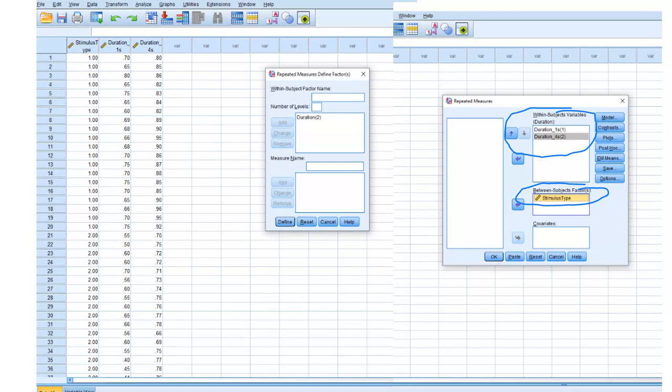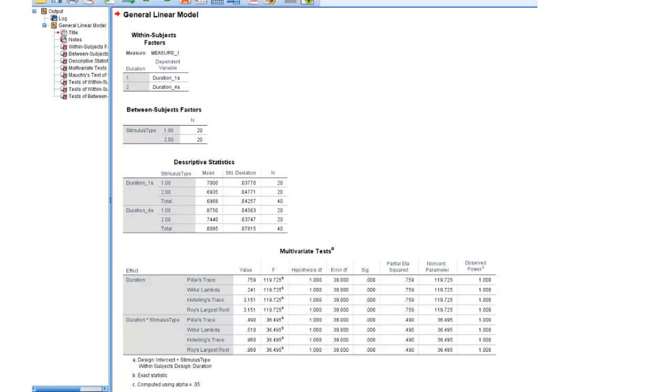And so you can set it up like that. Duration 1 second, duration 4 second here. And then we have between stimulus. And the numbers here are just our proportion correct for each participant. And then you have your analysis.